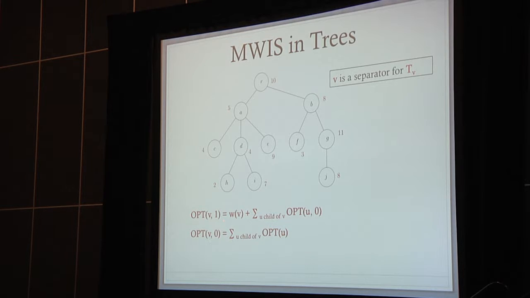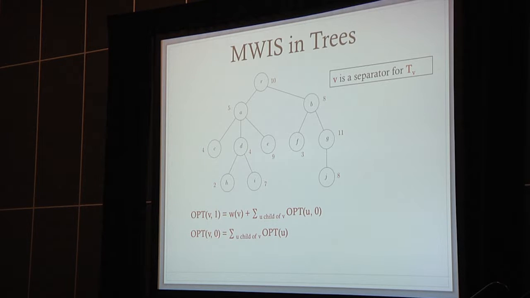And now we can easily write a recurrence relation for this. What is opt of V1? That is, I want to include V. Well, I get the weight of that, plus you look at the children of V. Then I cannot include any of the children, because I included V. So it is the weight of V plus the sum over the children of V, opt of U0. And this is a simple recurrence.